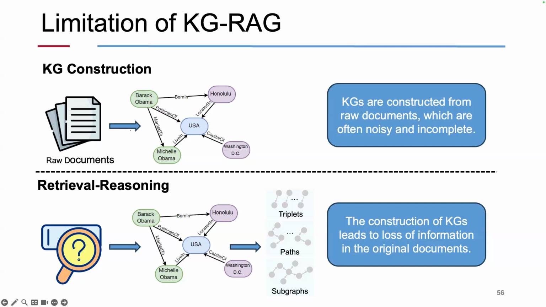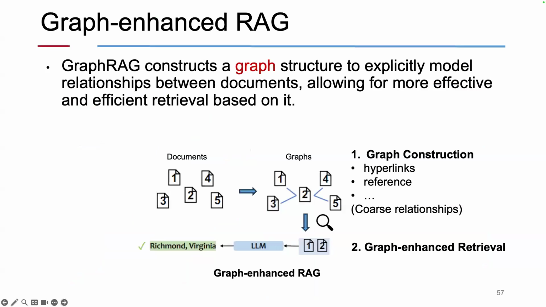utilized for LLM reasoning? One of the recent trending topics is called graph-enhanced RAG. Basically, given a set of raw documents, we will build a graph structure. We will utilize a graph structure to explicitly model the relations between the documents. So it can allow more effective and efficient retrieval based on it. But lots of existing graph-enhanced RAG methods utilize the existing relationships.